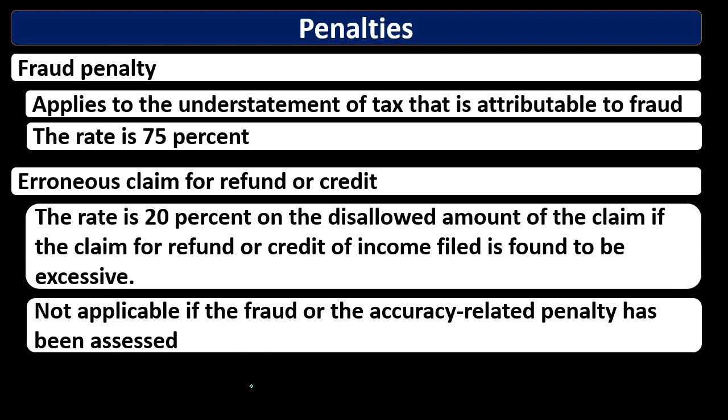Then we've got the erroneous claim for refund or credit. That rate is 20% on the disallowed amount of the claim if the claim for refund or credit of income tax filed is found to be excessive. This is kind of in between the idea of fraud, a lesser step than claiming full fraud. We're basically saying it looks like there was a claim of the refund that was higher or excessive, and therefore we're not going to call it fraud in this case, possibly, but we think it's serious enough to call it an erroneous claim and assign a pretty hefty penalty of 20% there.